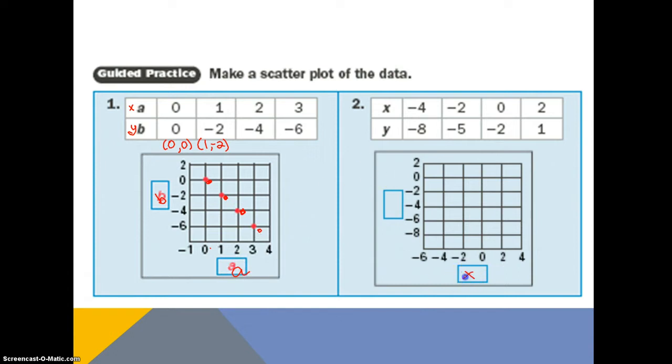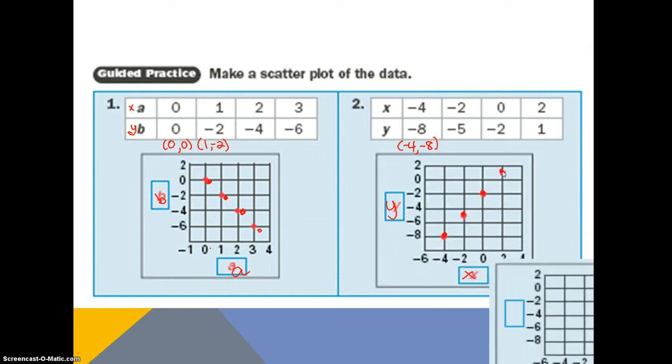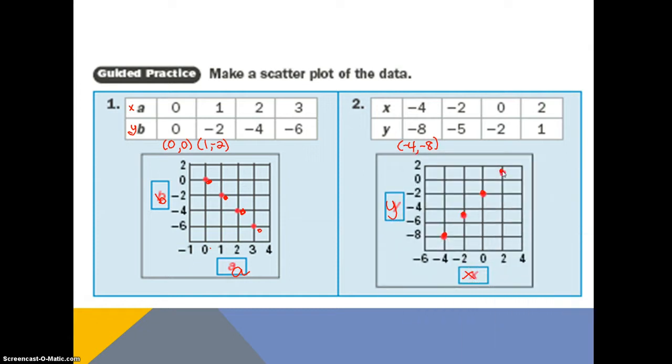Number 2, this is your x's, this is your y's. Remember, these are ordered pairs. And if you can see that this is an ordered pair, you don't necessarily need to write it down. -4, -8, -2, -5, that's in between. 0, -2, 2, 1. Again, scatter plots do not connect the lines. That's a line graph.